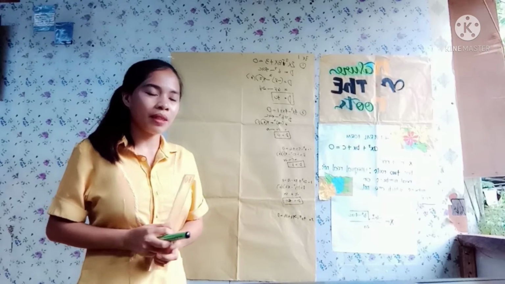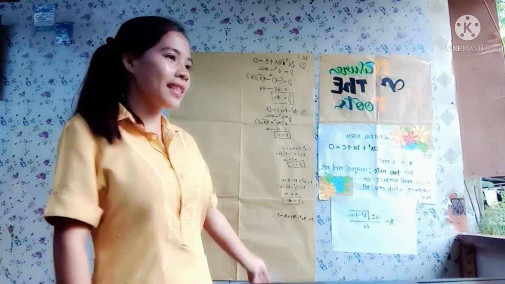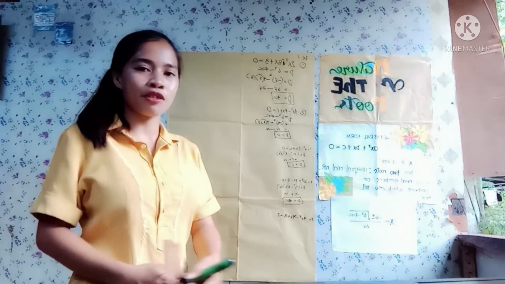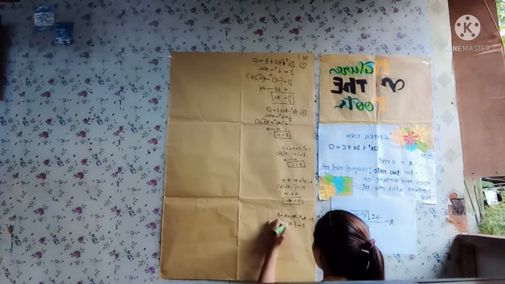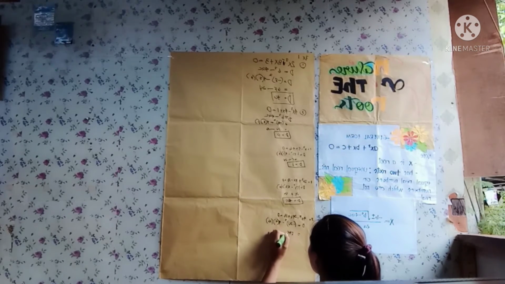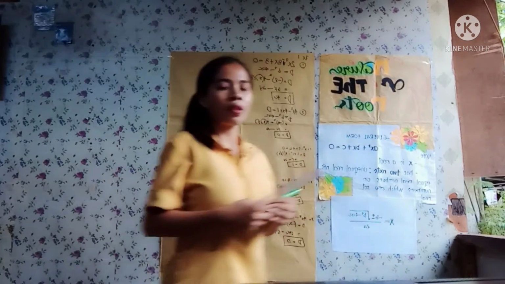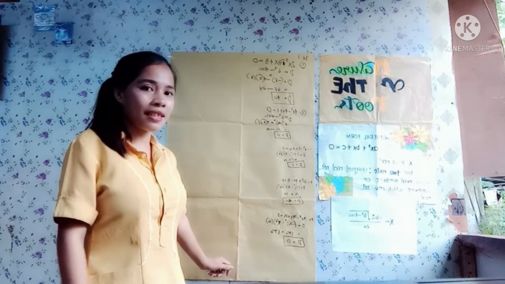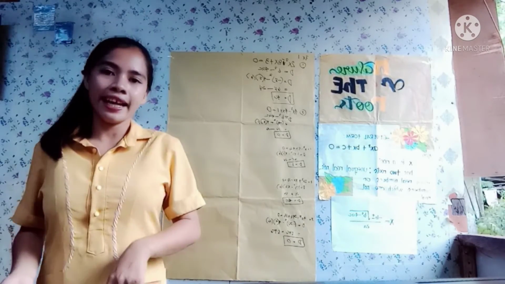Now, test item number 3, we have 9x squared minus 24x plus 16 equals 0. So to solve the discriminant, we have... now, since our discriminant is 0, we can now conclude that our nature of roots is real and equal.